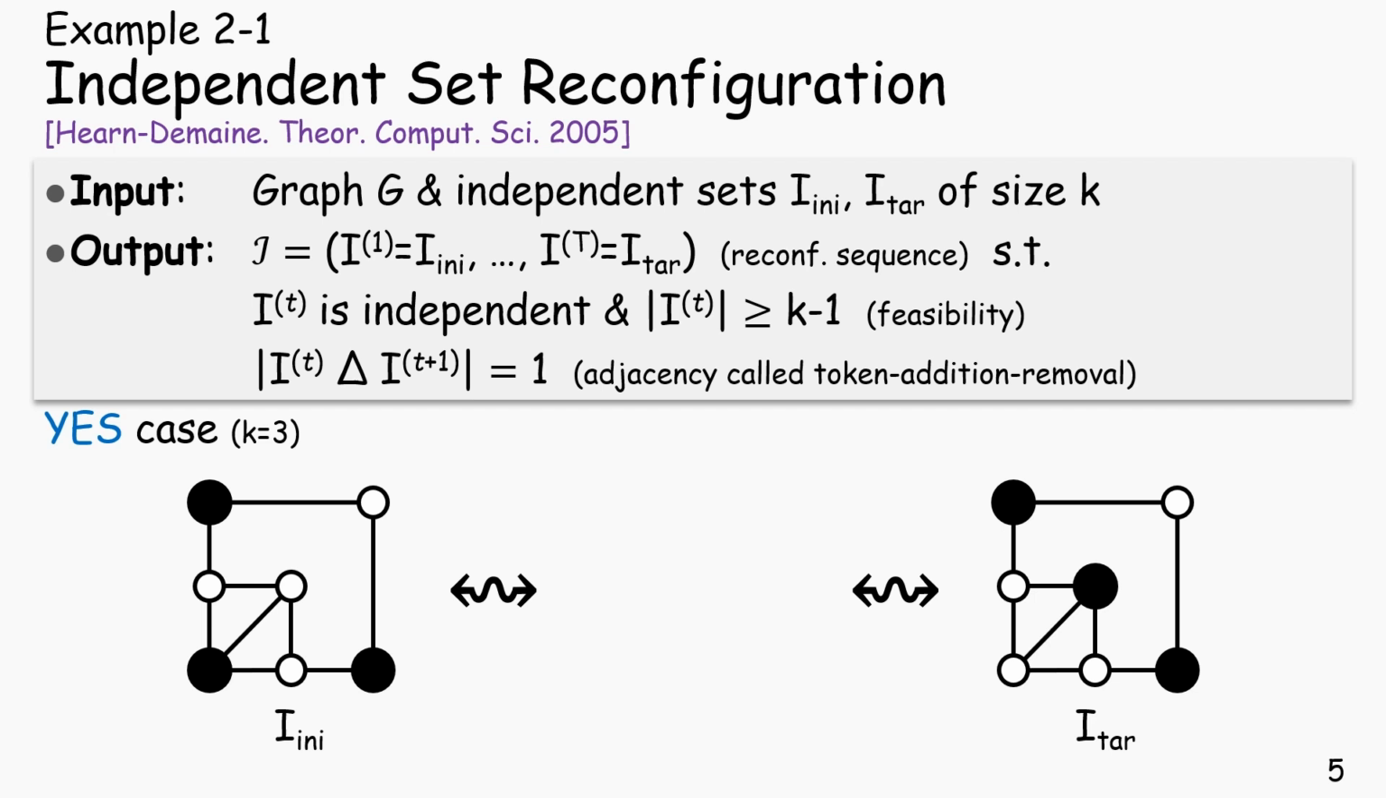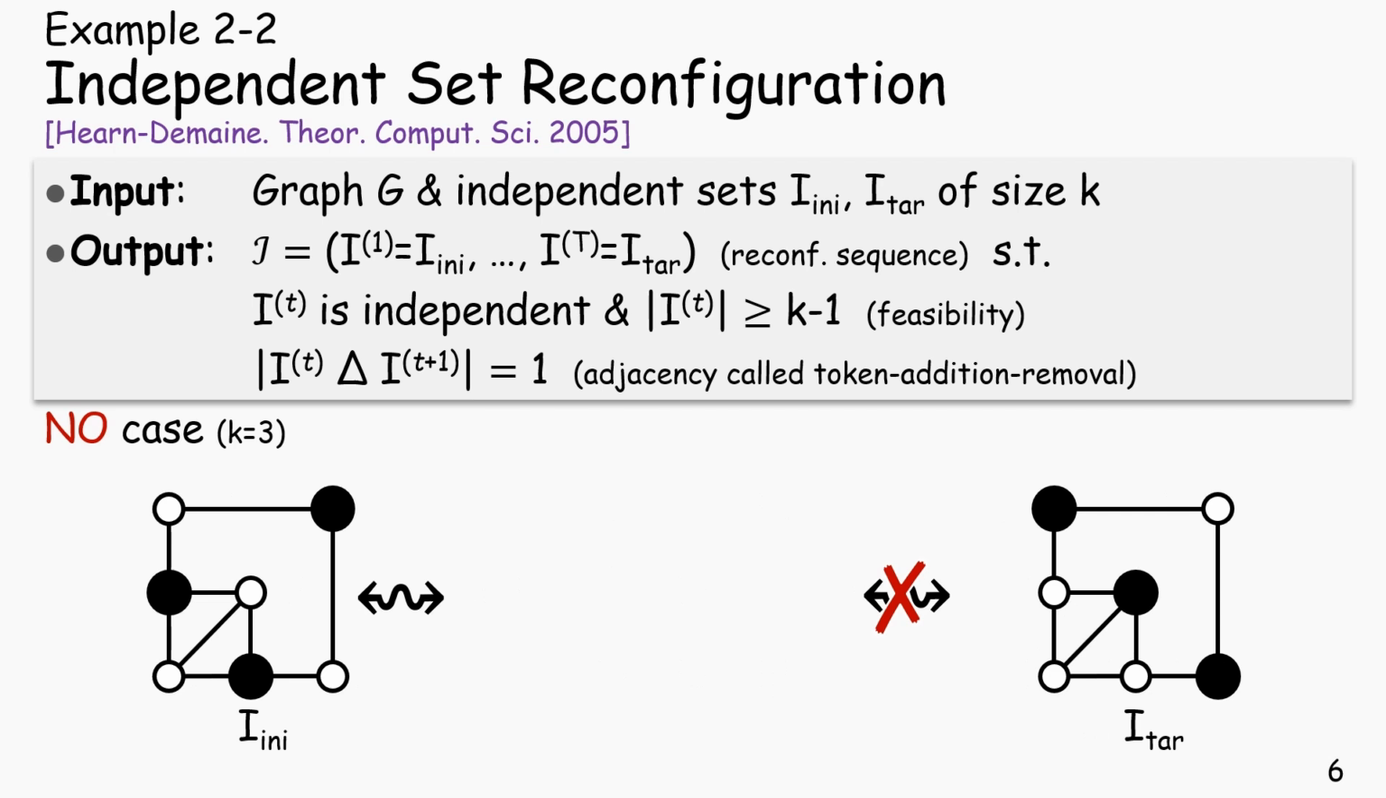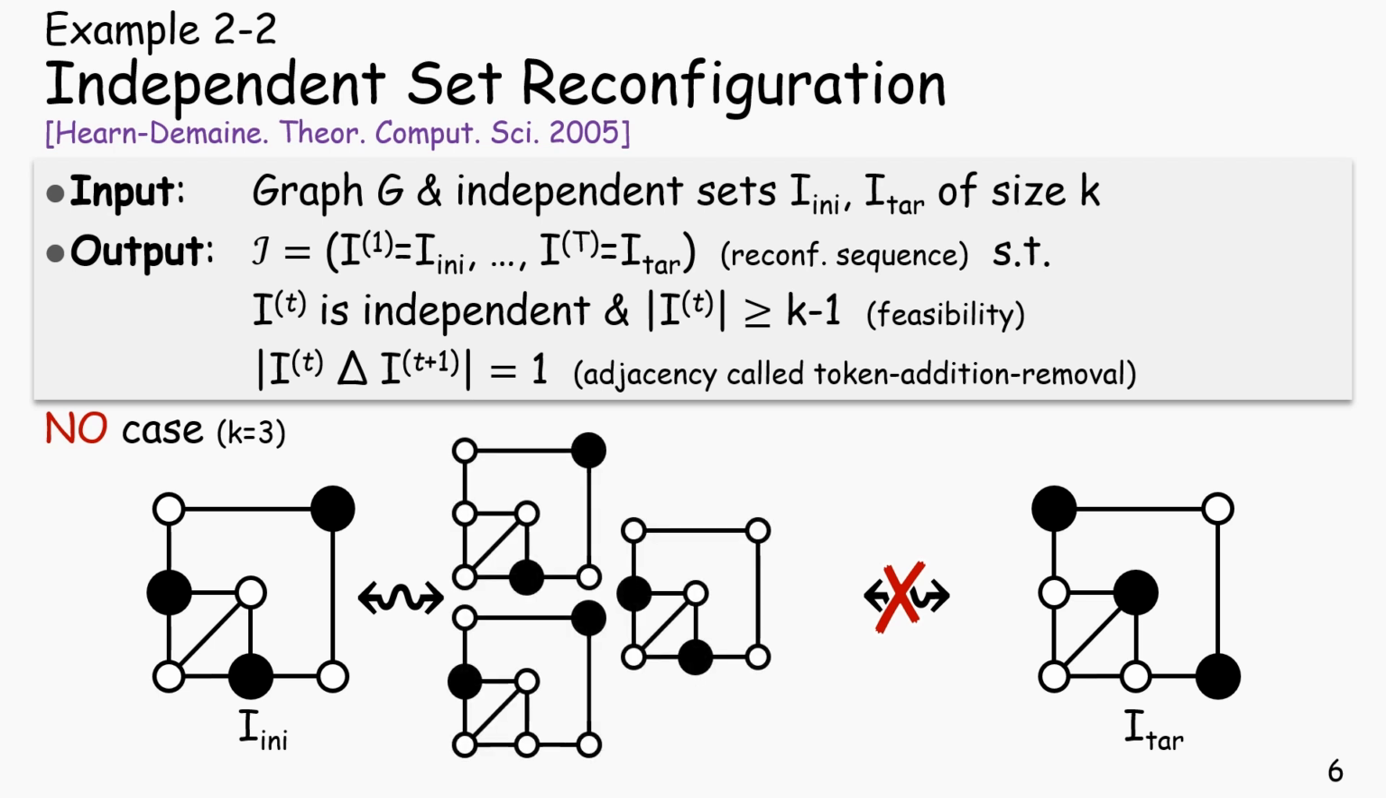This slide shows a yes instance. We can transform the left independent set into the right independent set by removing a single vertex and adding a single vertex. This slide shows a no instance. We cannot transform the left independent set into the right independent set because we get stuck in the three independent sets in the middle.